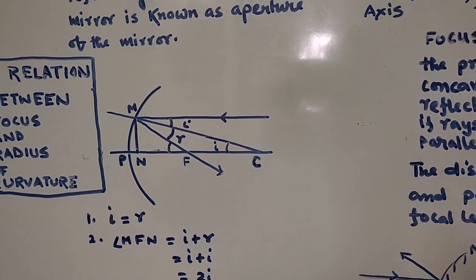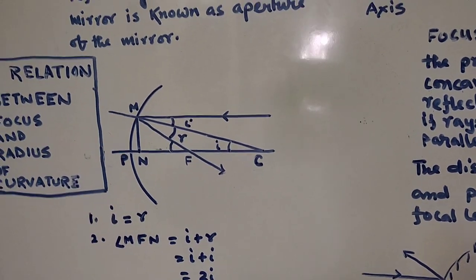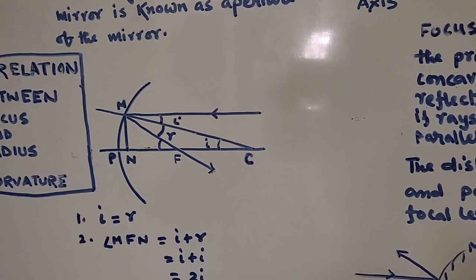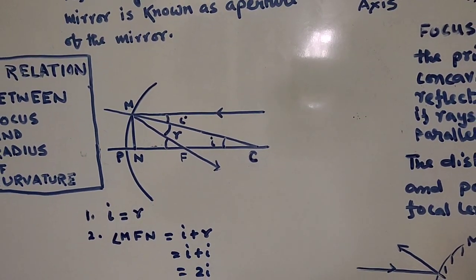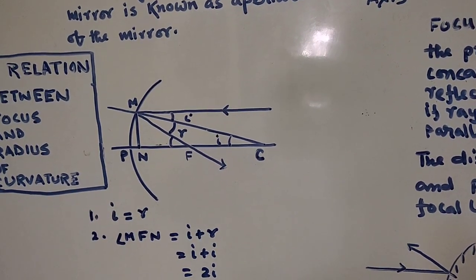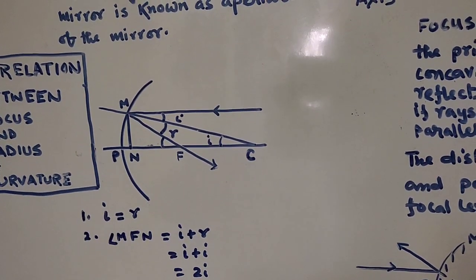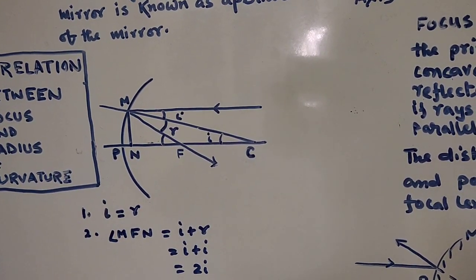surface. So MC is your normal, and you can say this is your radius, and C is the center of the spherical surface of which the mirror is a part. So parallel rays strike, and after reflection they pass through the point on the principal axis, which is nothing but the focus. Now what we have done, we have constructed a little bit.